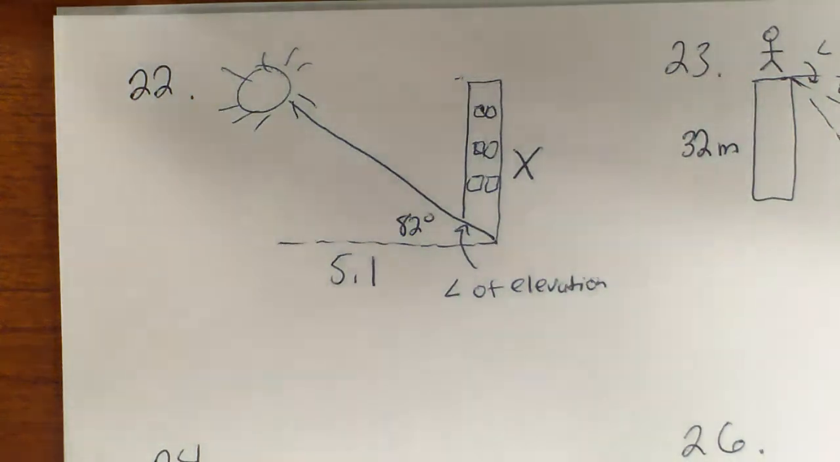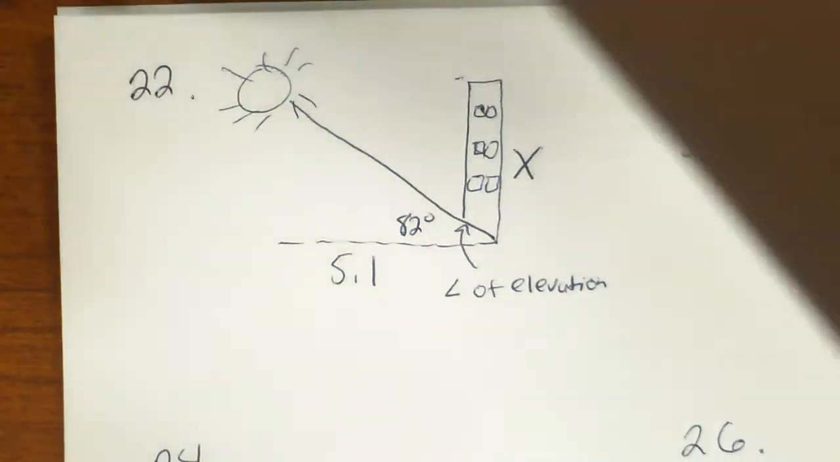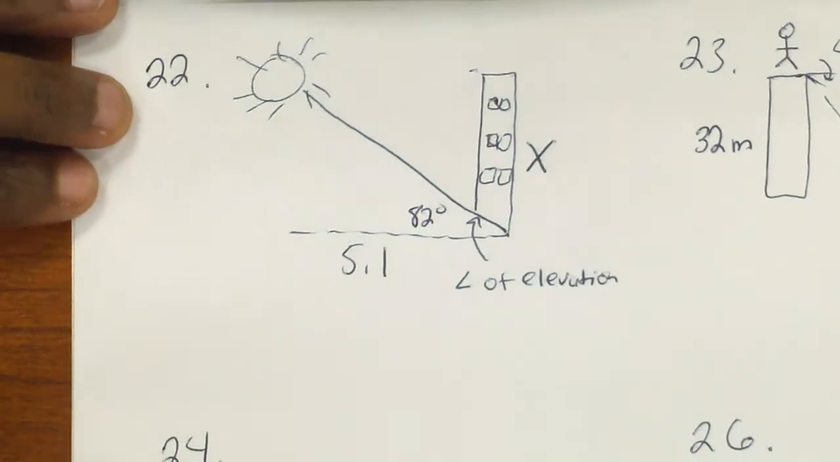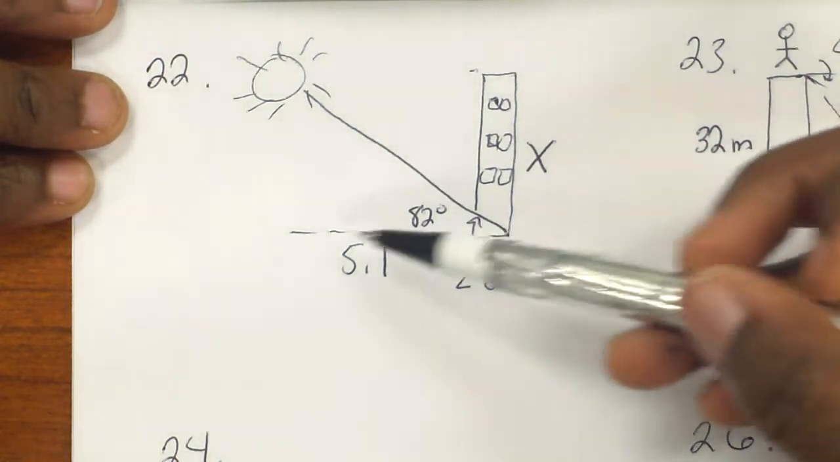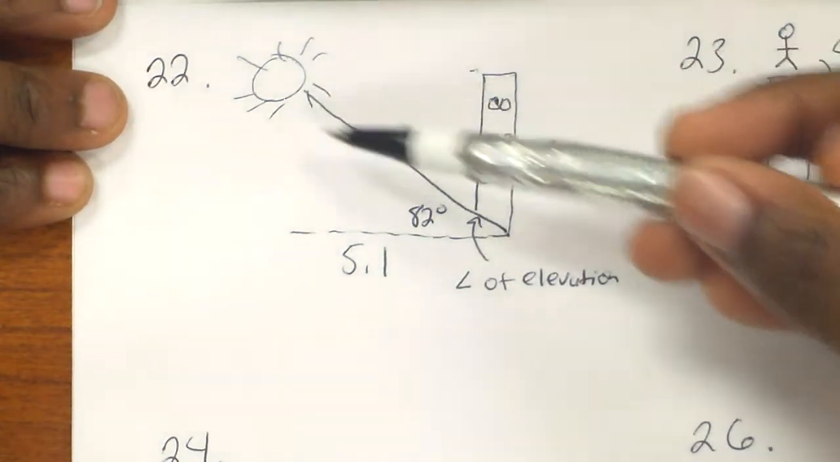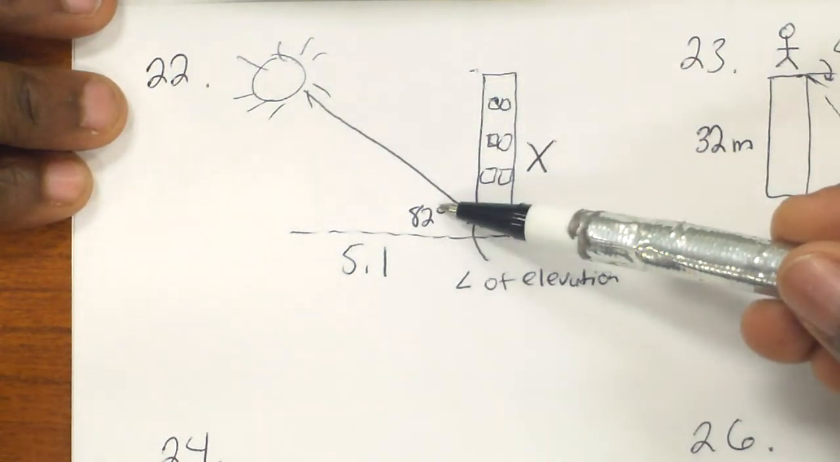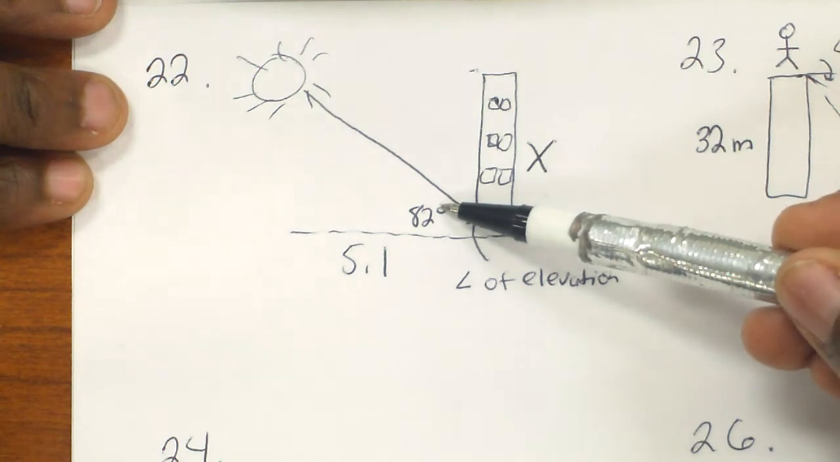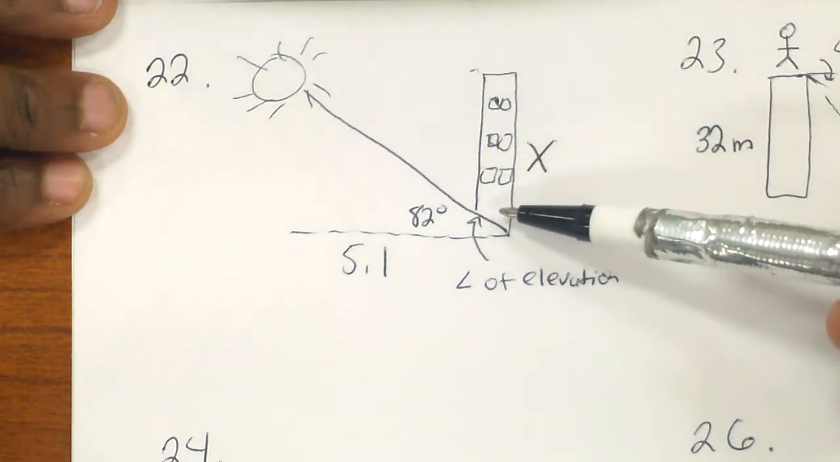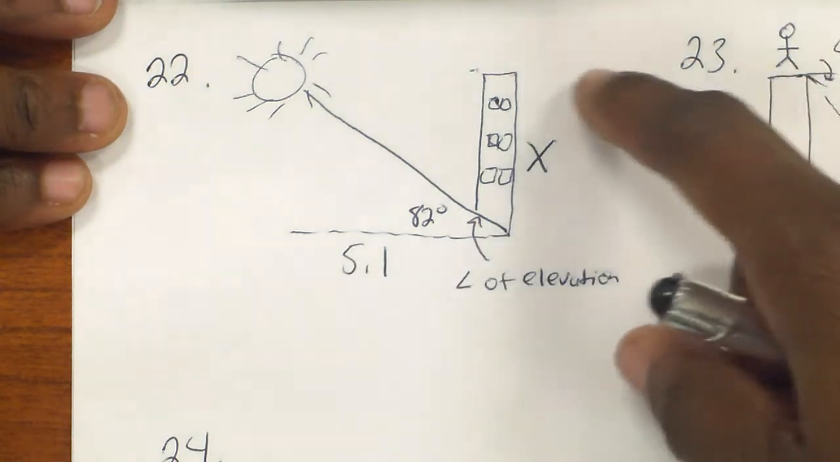Okay, the next problem you had was on page 574, number 22. It says when the angle of elevation to the sun is 82 degrees. So remember, elevation, you have to have a horizontal distance first. And here's my sun, and so elevation means the angle above is 82 degrees. The monument, so I kind of drew up my makeshift monument, casts a shadow that is 5.1 feet long.